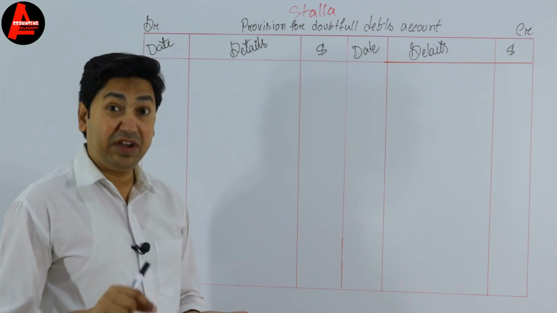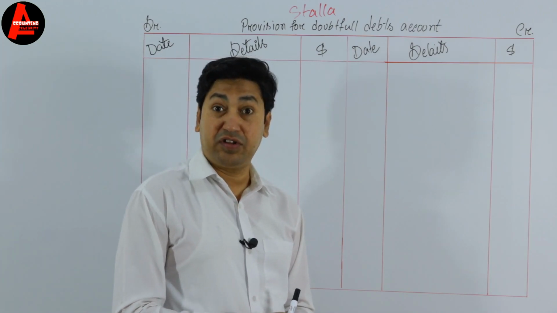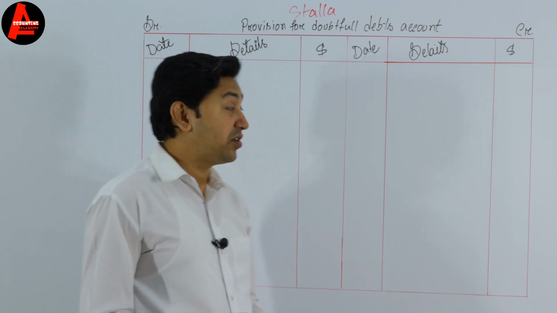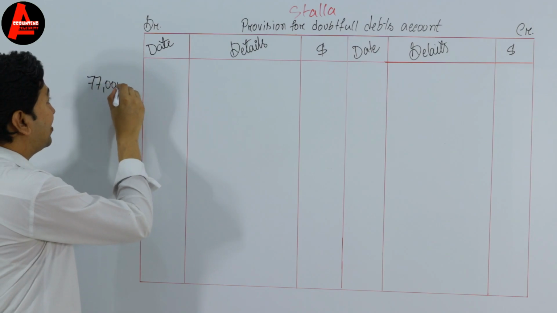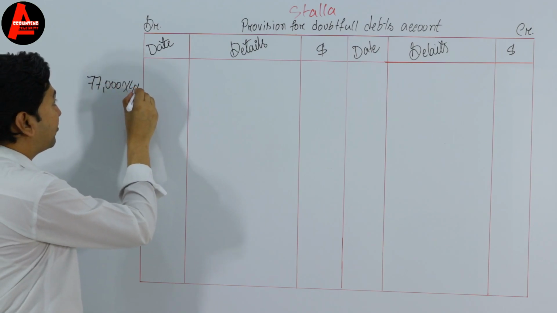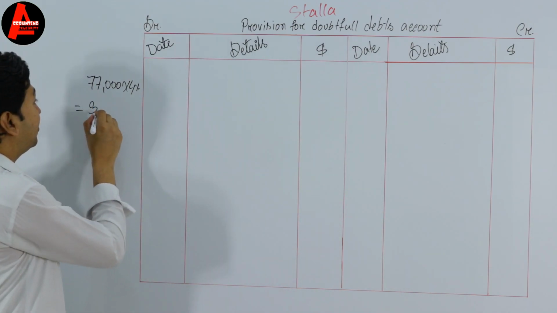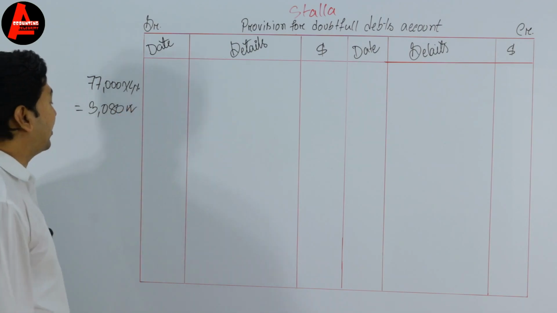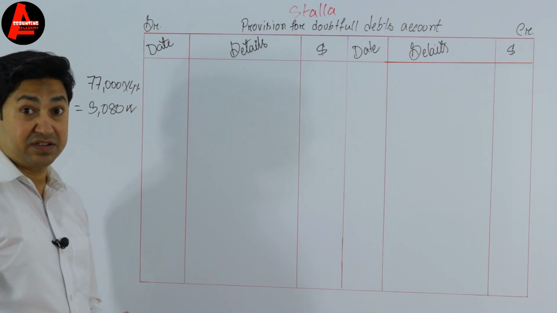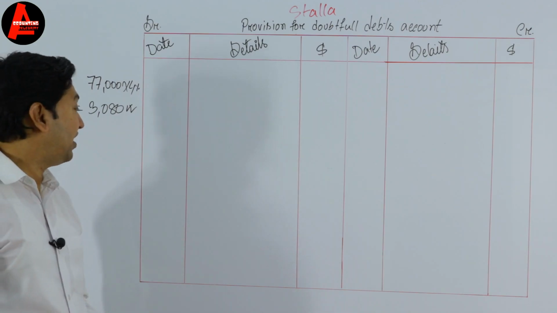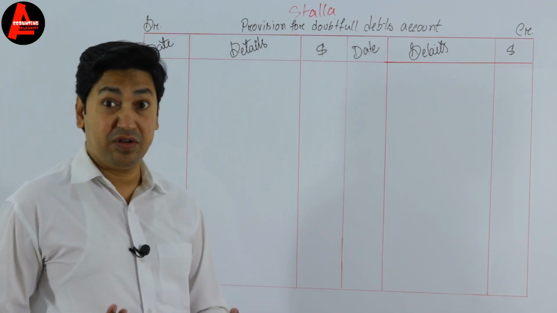We have to bring down the balance, and we have a balance of trade receivable on the same date, 31st December 2022, $77,000. So let us write here $77,000 times 4%, right? This is the rate of provision for doubtful debts. So if we multiply, we get $3,080. Okay, this is the closing balance of the provision for doubtful debts account. This closing balance appears as balance CD, balance carried down.